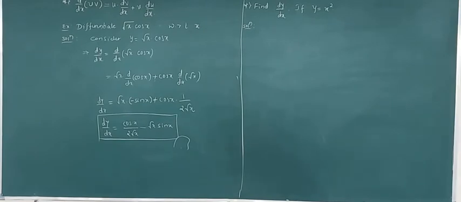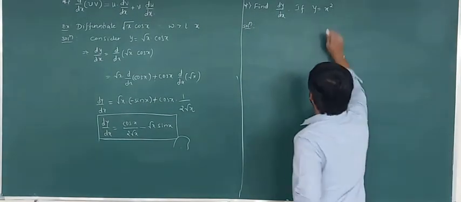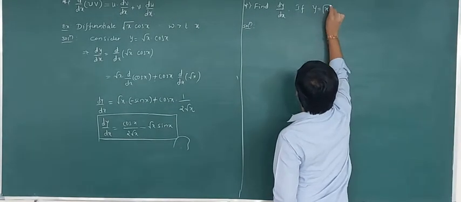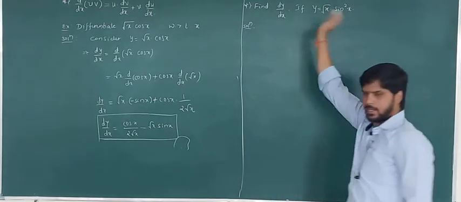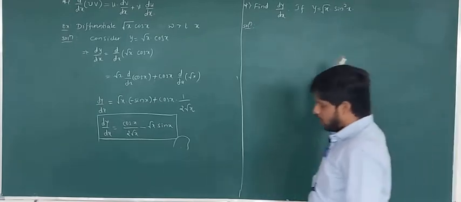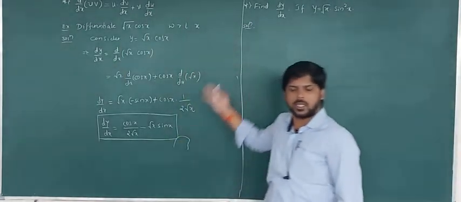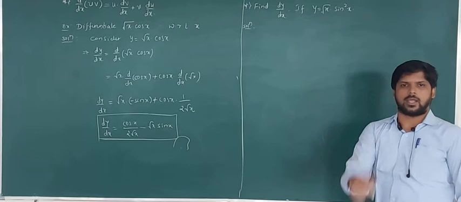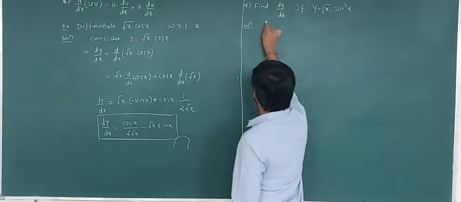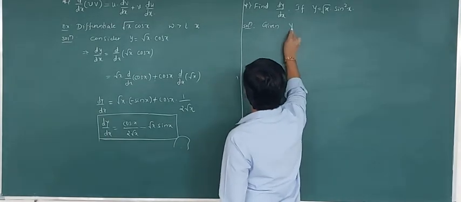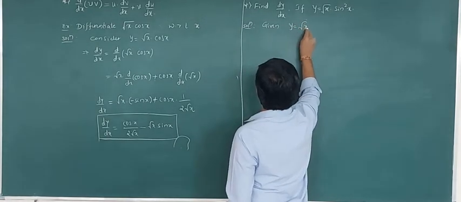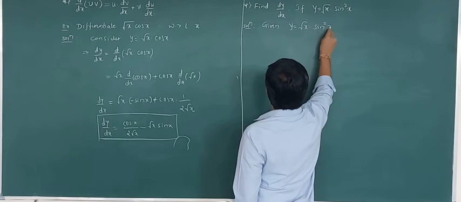Next example, find dy by dx if y equal to root x into sin square x. In the previous example we had only root x into cos x, but here it is root x into sin square x. So again it is in the form of u into v. Given is y equal to root x into sin square x.